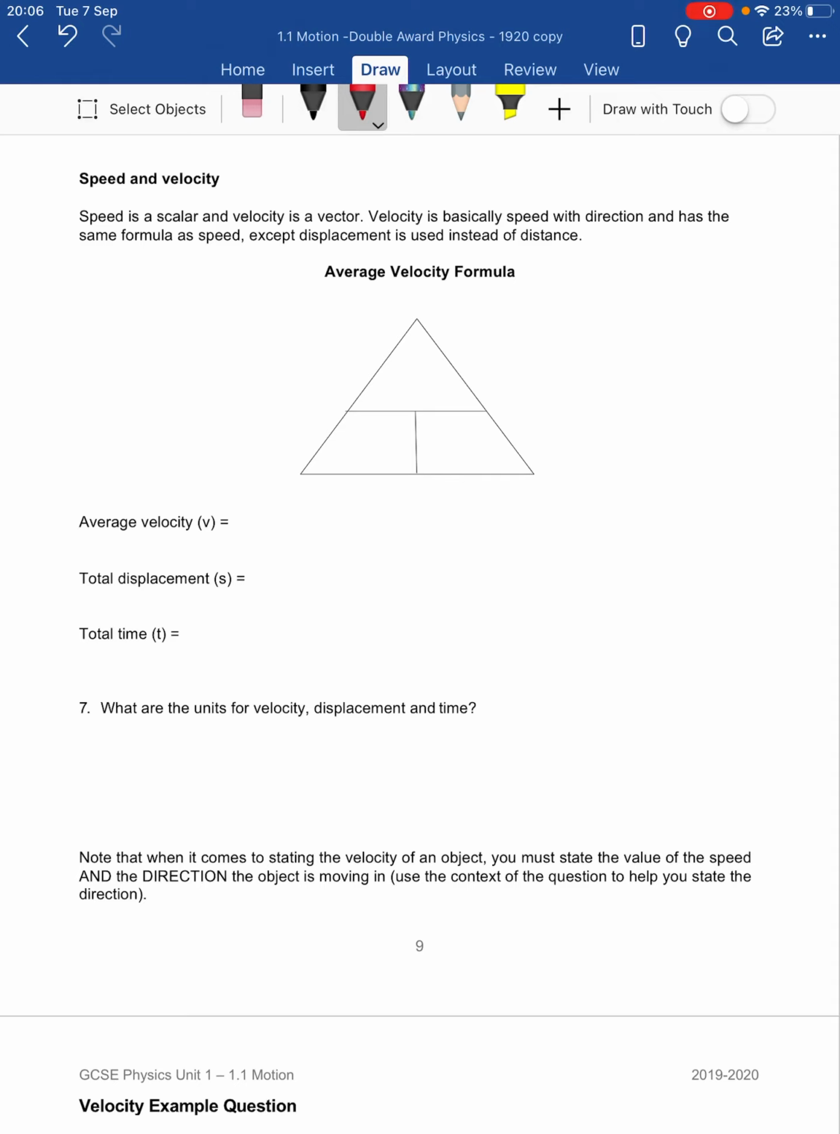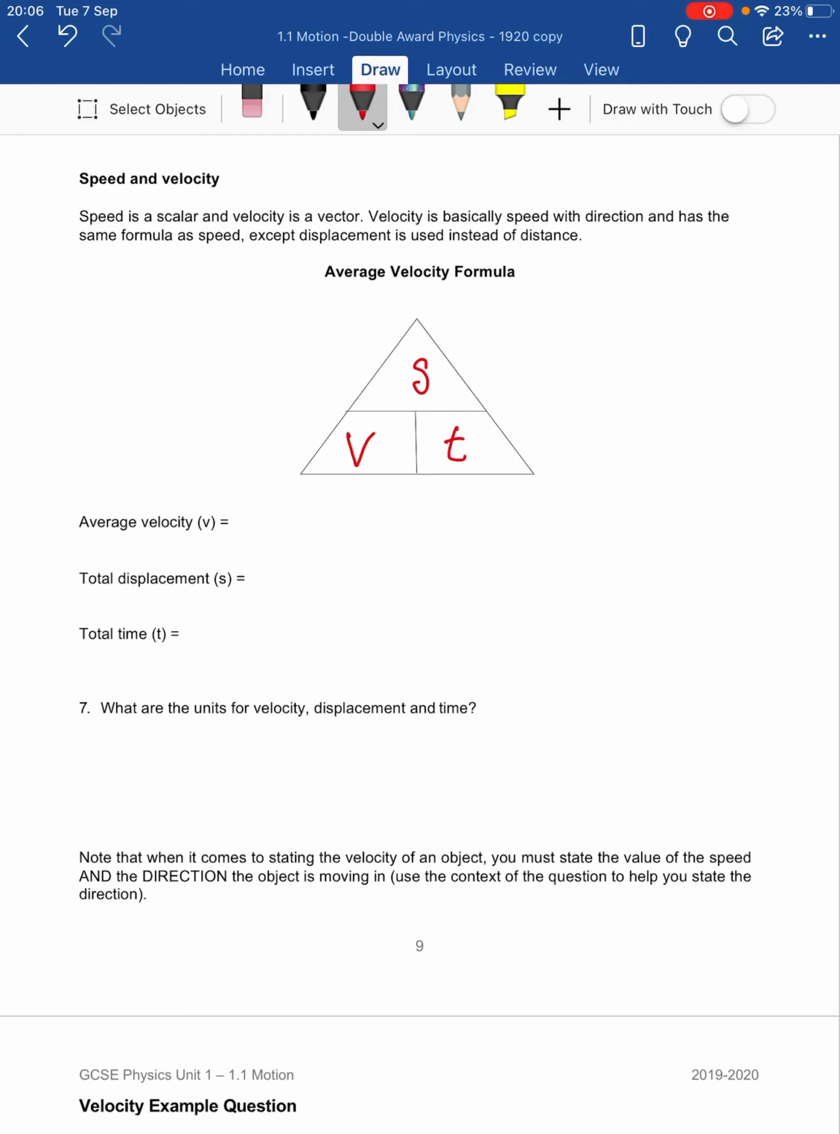For example, average velocity is v. That makes a fair bit of sense. Displacement is s and time is t. Now you might be wondering to yourself, why has Mr. Matheson changed the letters? It's mainly because when we look to more complicated equations of motion, we need these letters.